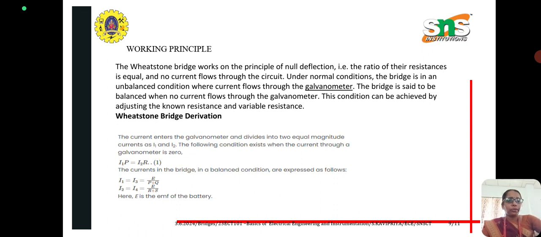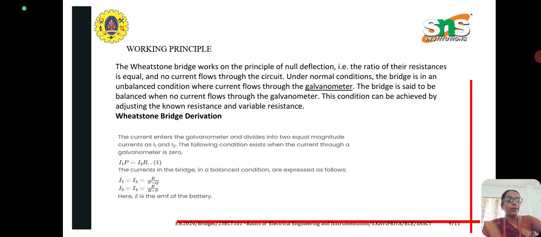The current that enters the galvanometer is divided into two magnitudes, I1 and I2. So the following condition will exist when the current through the galvanometer is 0. First, I1P should be equal to I2R. So the current in the bridge is in balance condition.